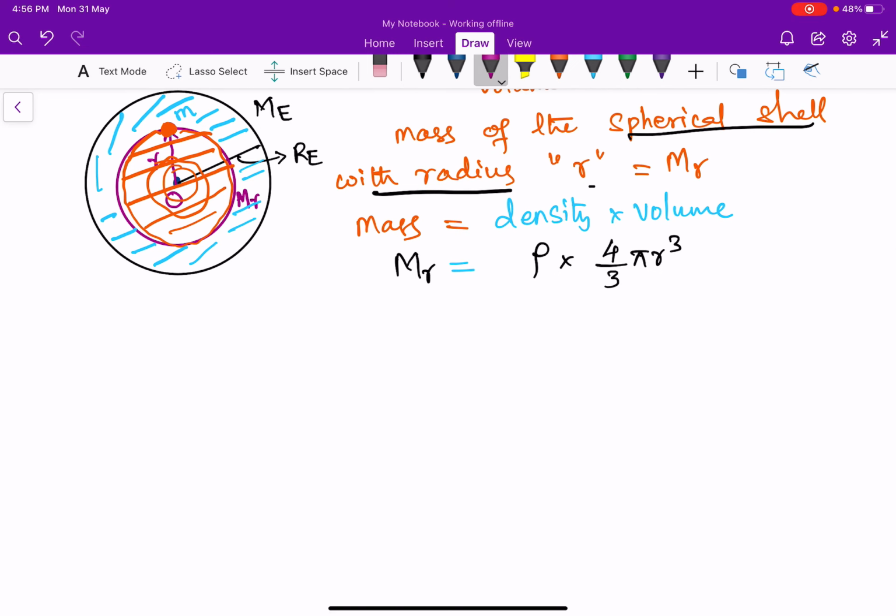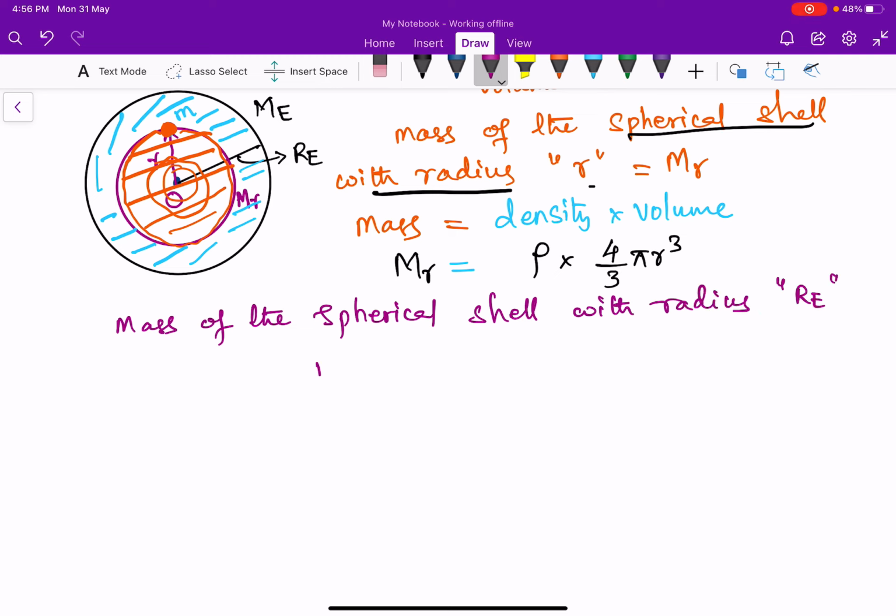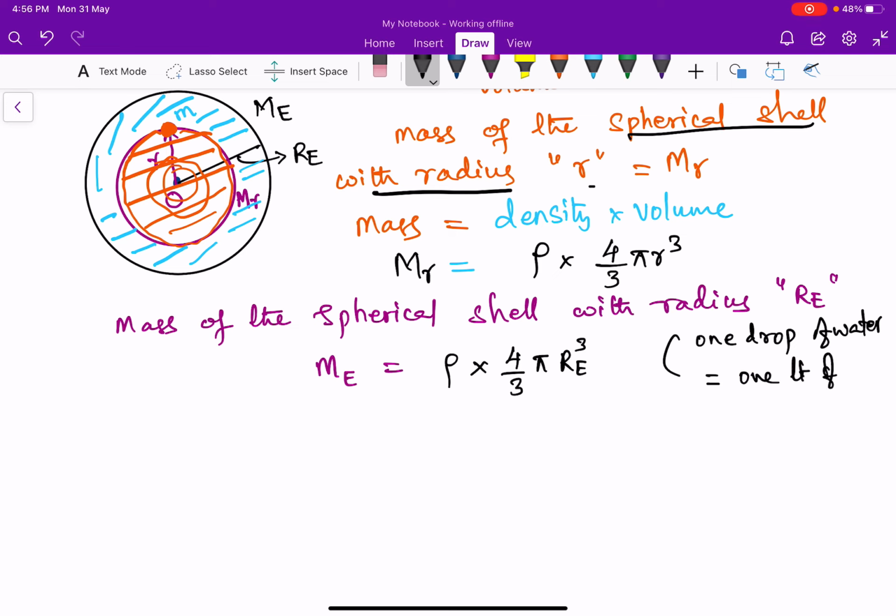Next, I am going to write the mass of the spherical shell with radius Re, which is Me. Mass of the Earth equals the density of the Earth, which remains constant, into 4 by 3 pi Re cube. We know density remains constant because one drop of water has the same density as 1 liter of water. Both are made up of water molecules only, so density remains the same in both situations.